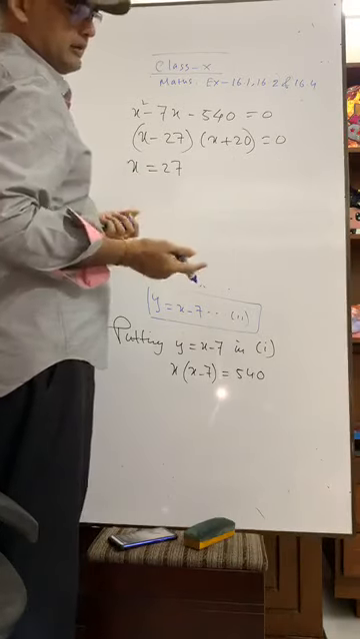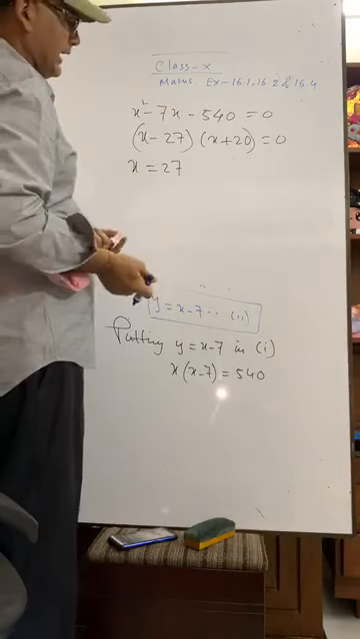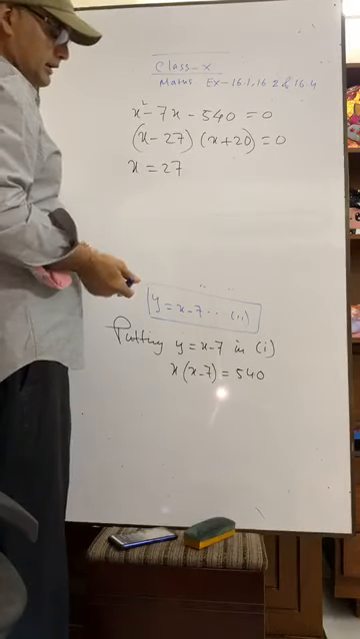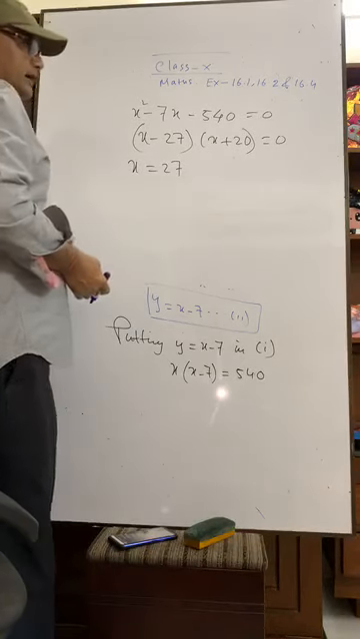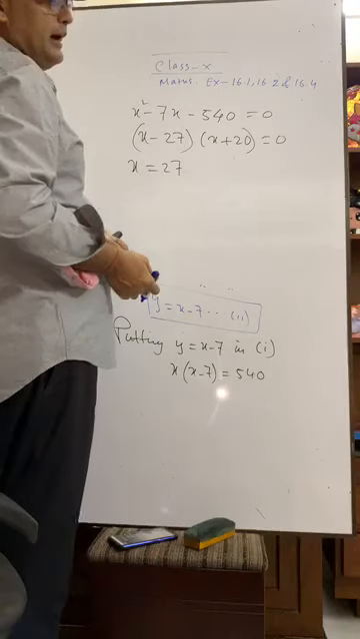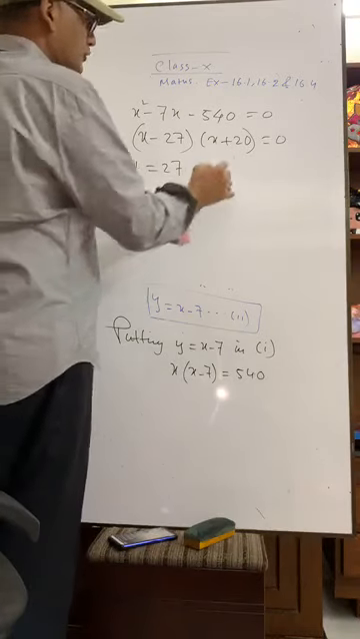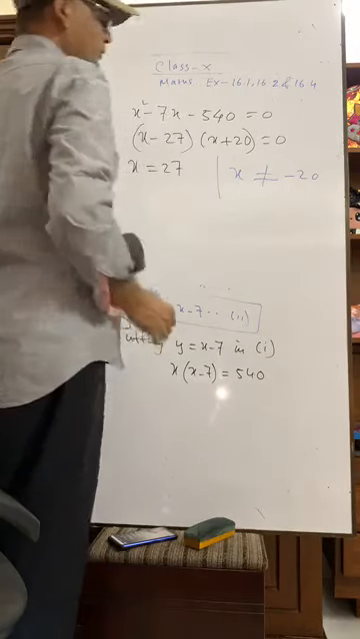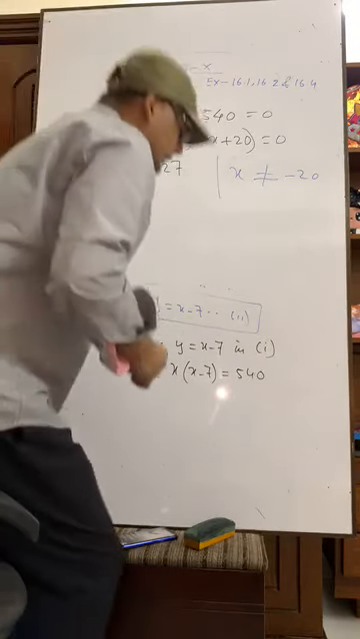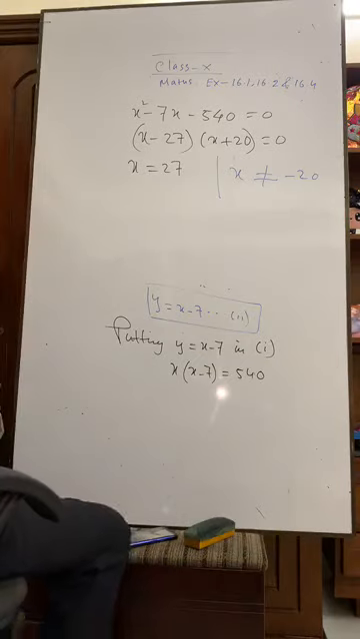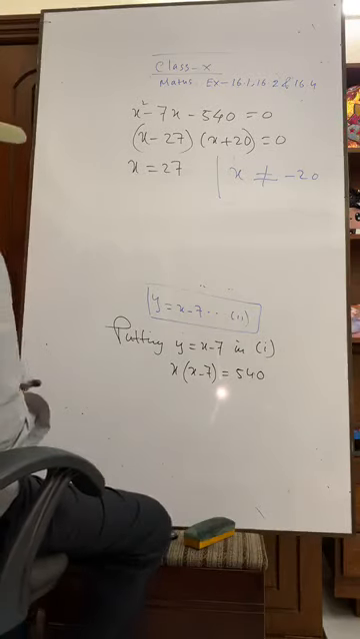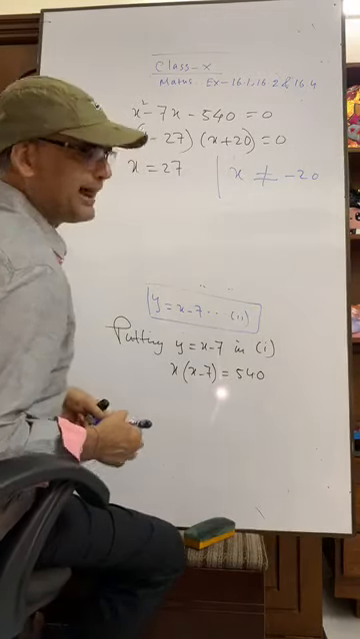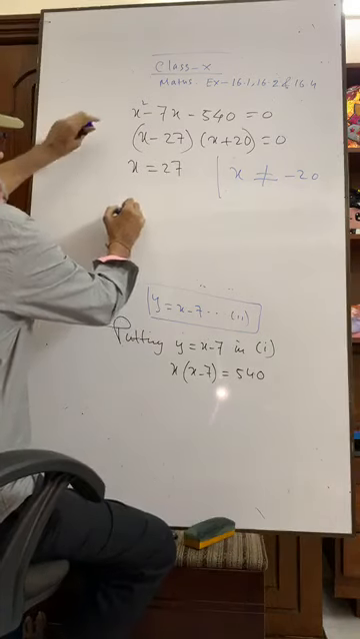x is the length of the rectangle, and that cannot be negative. So here x is not equal to minus 20. Length cannot be negative. So what is told in the question? To determine the length of the rectangle.